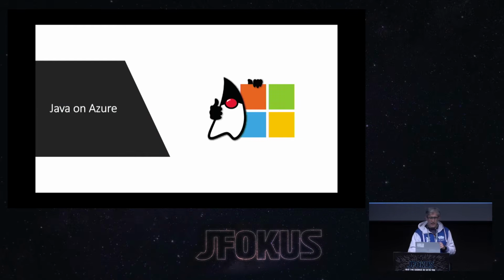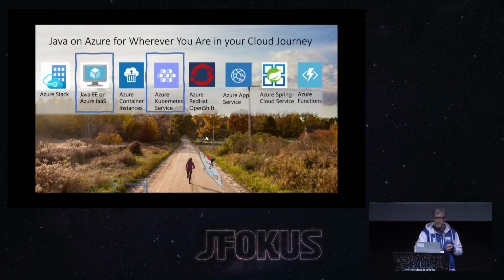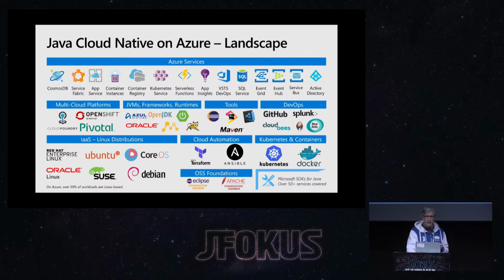Let's go into Java on Azure. All right, so these are not all of the ways you can get Java into Azure, but there's some of them, and I will be talking about 5 of them today. Java EE on Azure Infrastructure as a Service, Azure Kubernetes Service, Azure Container Instances, Azure App Service, and Azure Spring Cloud Service. This is the big, lots-of-logos slide for the cloud native on Azure landscape.